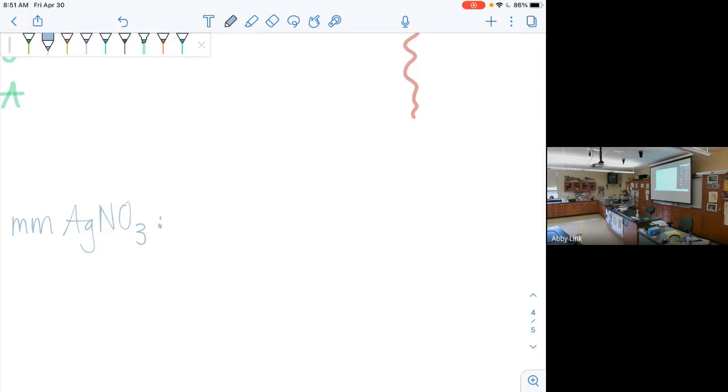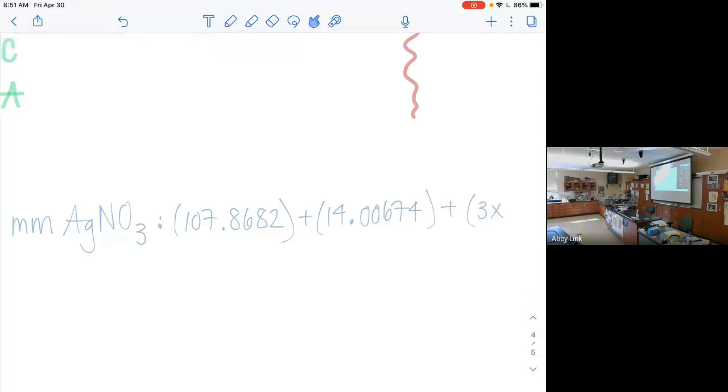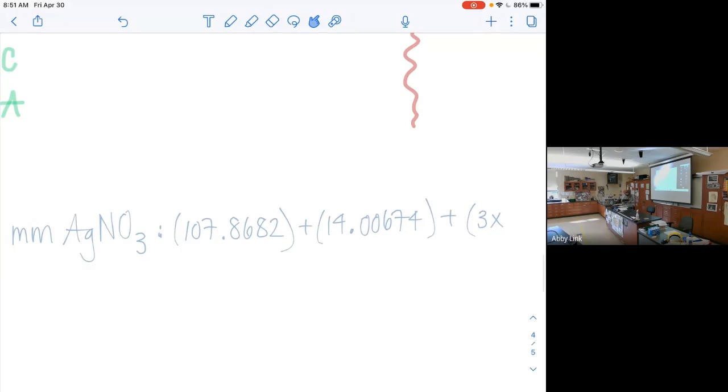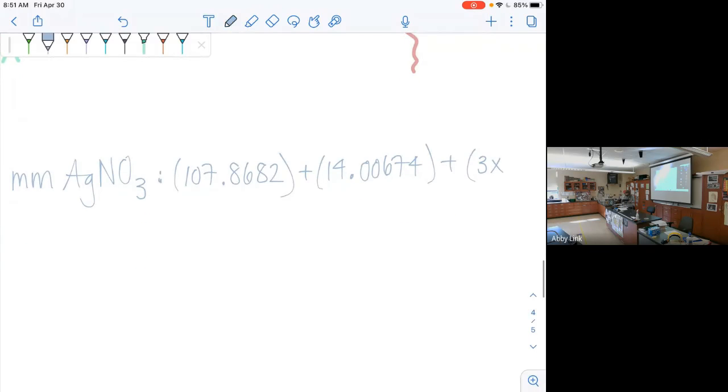All right, so silver is 107.8682, plus nitrogen is 14.00674, plus 3 times... Crap, I ran out of space. I'm going to come down here and write the oxygen mass, guys. Sorry about that. And 4. All right, so the silver nitrate mass comes out to be 169.87 grams per mole.